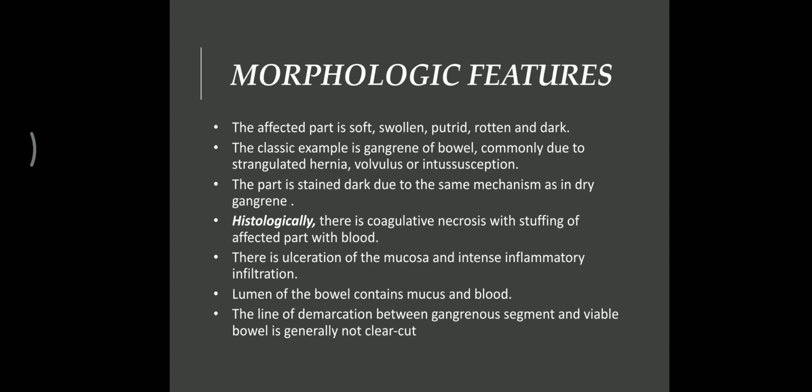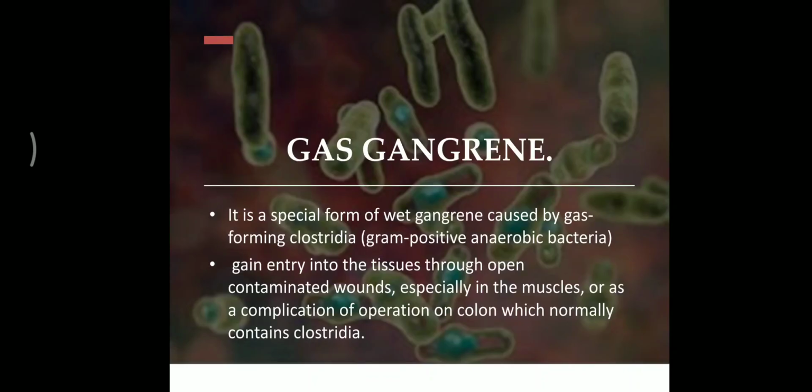There is ulceration of the mucosa and intense inflammatory cells. The lumen of the bowel contains mucus and blood. There is no separation line between the viable cells and the dead cells, so the spread is on the higher side. It may go into the peritoneum.